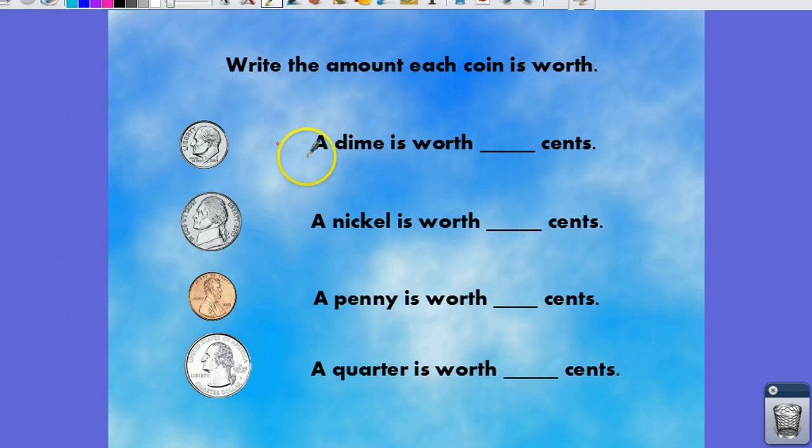So starting at the top, a dime is worth 10 cents. A nickel is worth 5 cents. A penny is worth 1 cent, and a quarter is worth 25 cents.